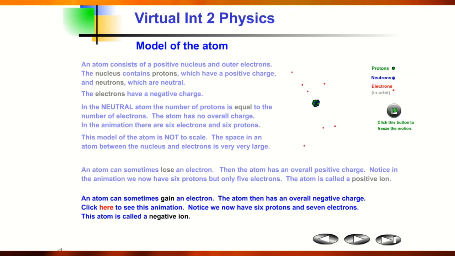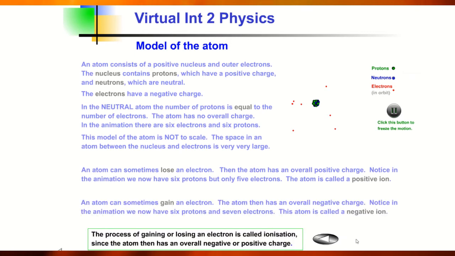We can also gain electrons. Did you see that one? So that came in from the side. So if we add it up now, 1, 2, 3, 4, 5, 6, 7. So we've now gained an electron that just happened to be passing by. And so now we've no longer got an atom, we have an ion, because it now has 6 protons and 7 electrons. Electrons are negative, protons are positive, so it's more negative than positive. So we say it's a negative ion.